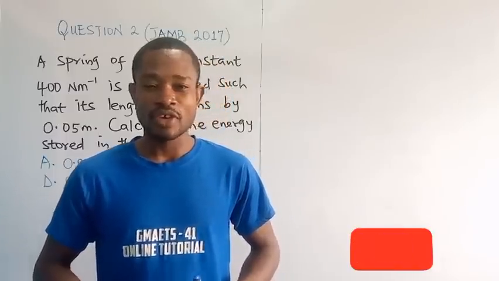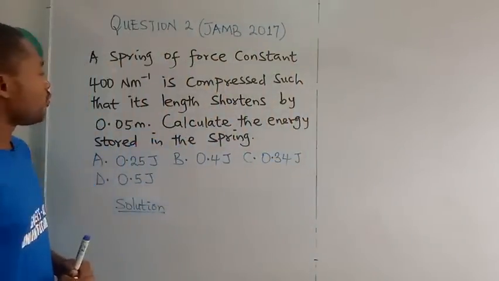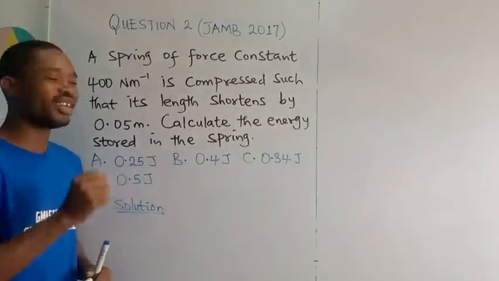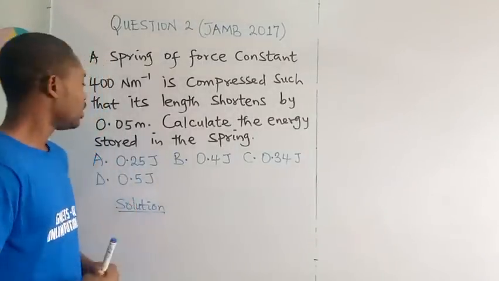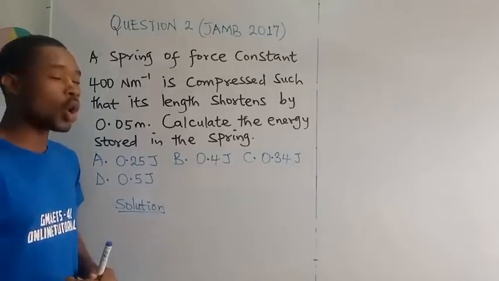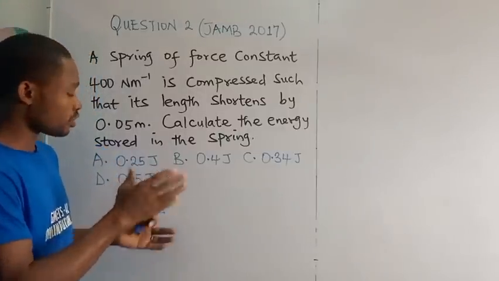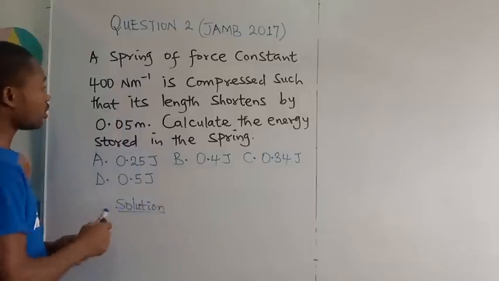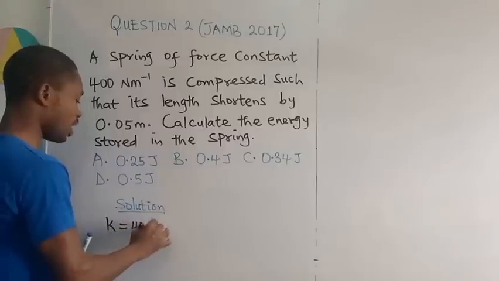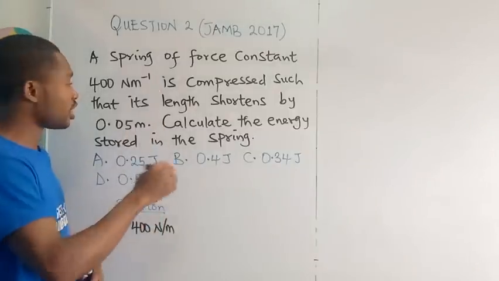On the board here, we have our first question we're going to look at. A spring of force constant 400 Newton per meter is compressed such that its length shortens by 0.05 meter. Calculate the energy stored in the spring. So we have to calculate the energy stored in the spring. The force constant of the spring is given to us to be equal to 400 Newton per meter. You can write it this way still if we want. The unit, Newton, then slash meter.